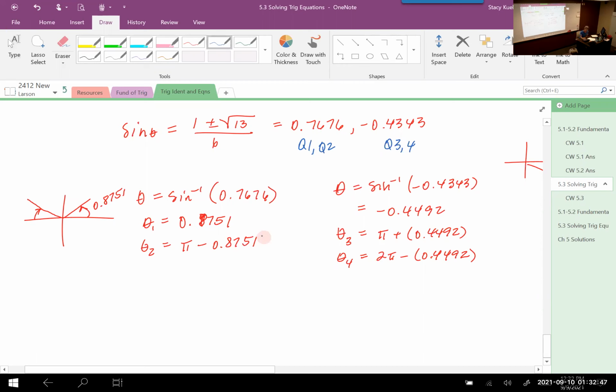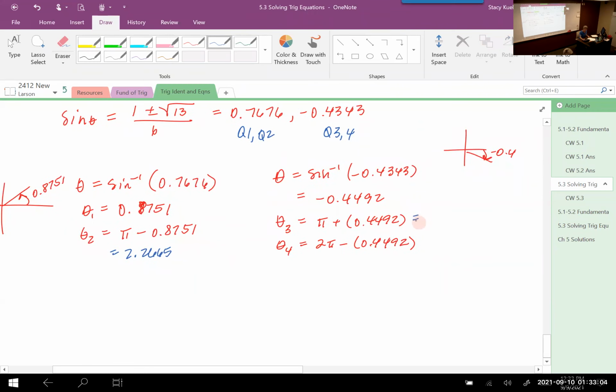Okay, so we should have 0.8751. What's the next one? 2.2665? Is that right? How about the next, the quadrant over here? Is it 3.5 something? Okay.